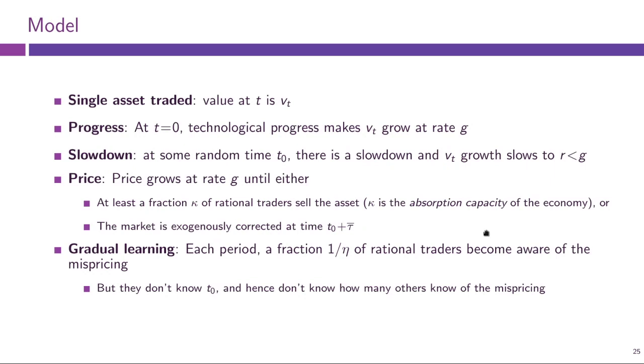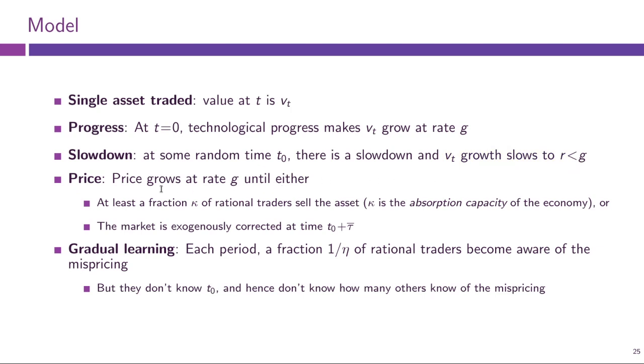So let us set up a little bit more precisely. Once again, we will not analyze it rigorously, but we will introduce some minimal setup. So the value of the asset at time t is given by v_t, and it is known that v_t has been growing at rate g from some point onwards. So everyone agrees on some initial point, let's say at time zero, v_t was 1. And this is common knowledge. And everyone knows that since then, this v_t has been growing at rate g. But at some random time, t0, there is a slowdown. And the growth rate of this fundamental value v_t slows down. So starting from t0, the growth slows down to rate r, which is less than g.